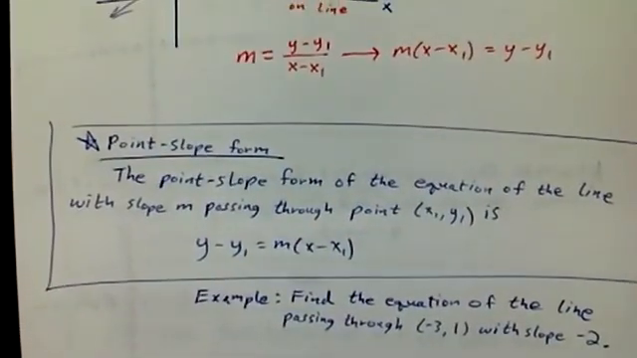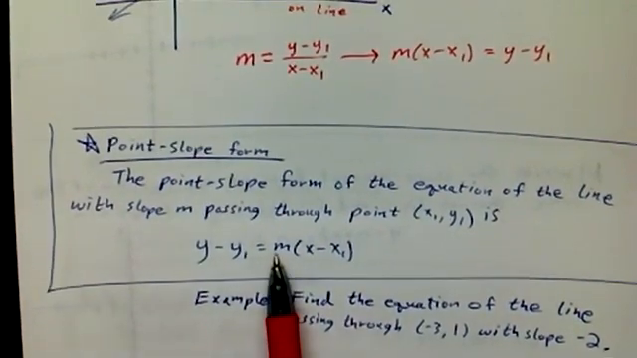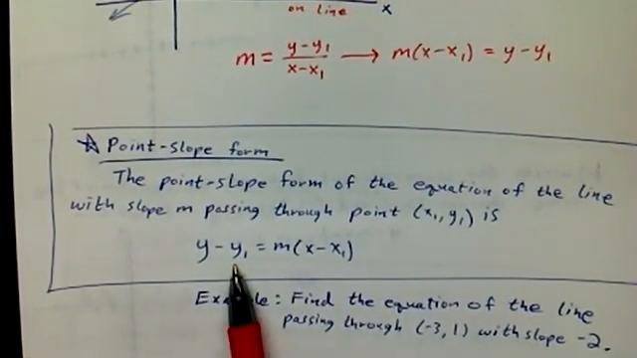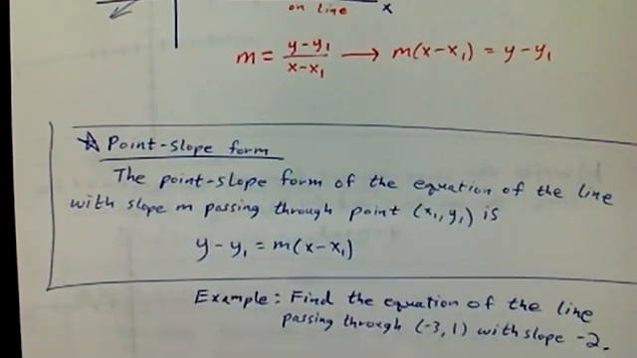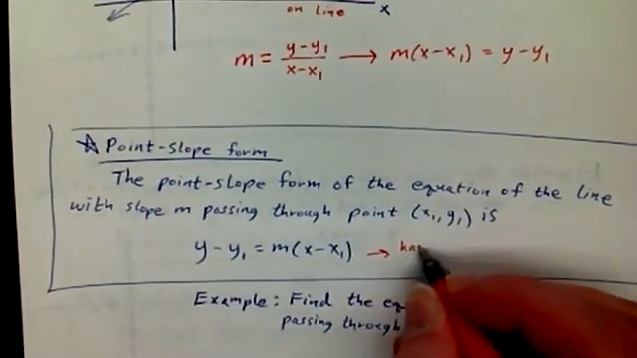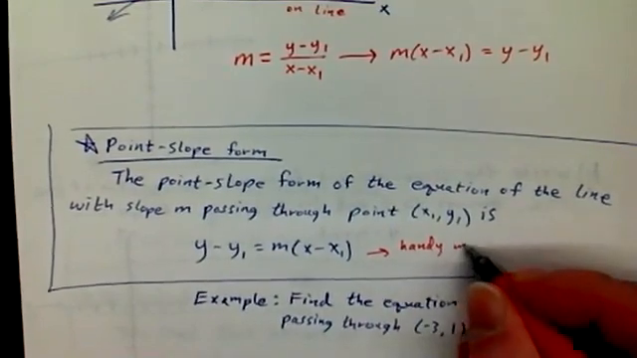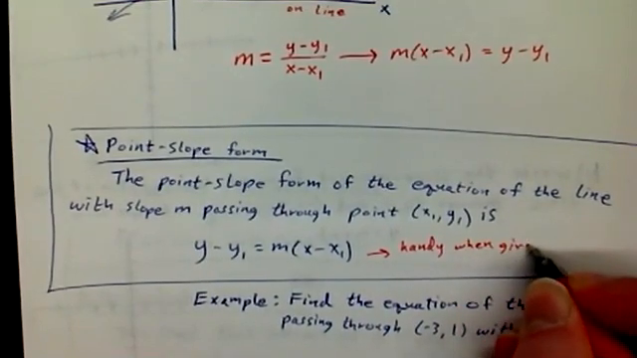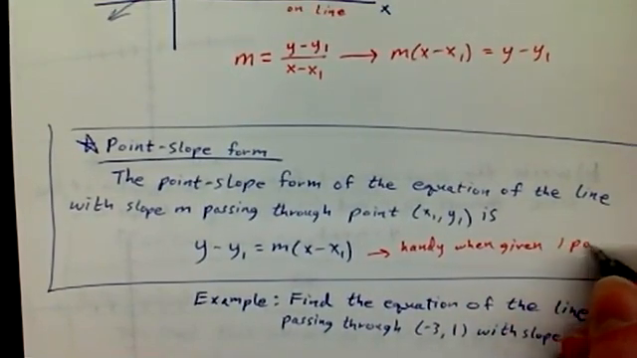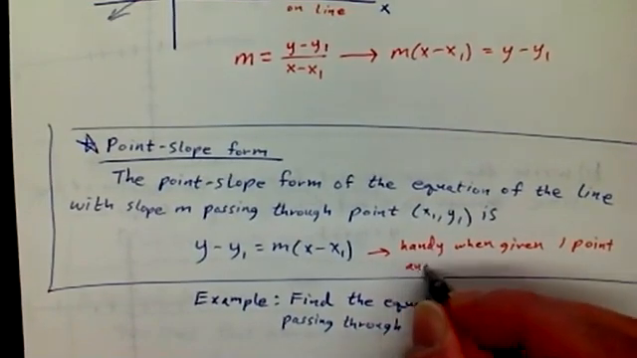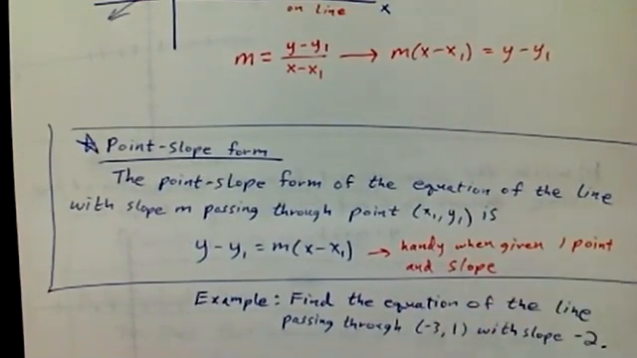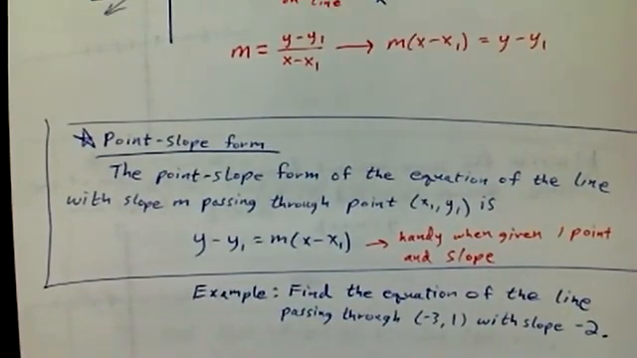Okay, so why is that a form to write one of these linear equations in? Well, it's useful because here's our slope. x1, y1 is any specific point you're given on the line. So this is handy when given one point and the slope. Okay, that's when this is useful.